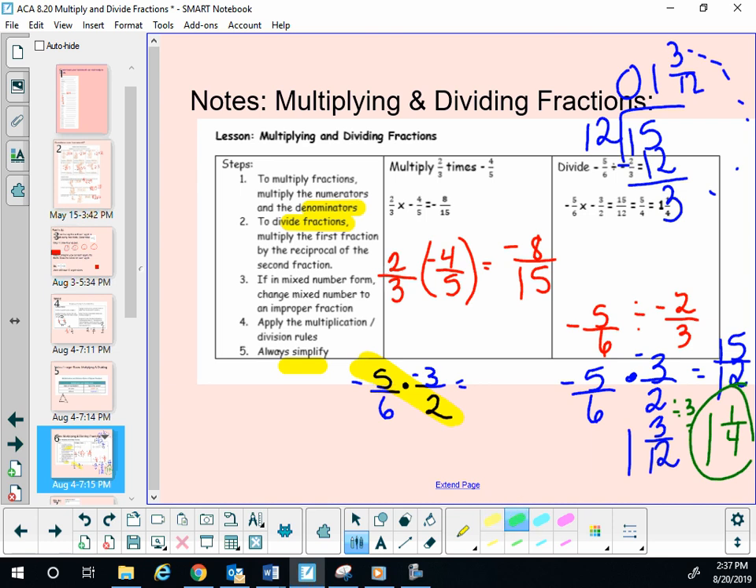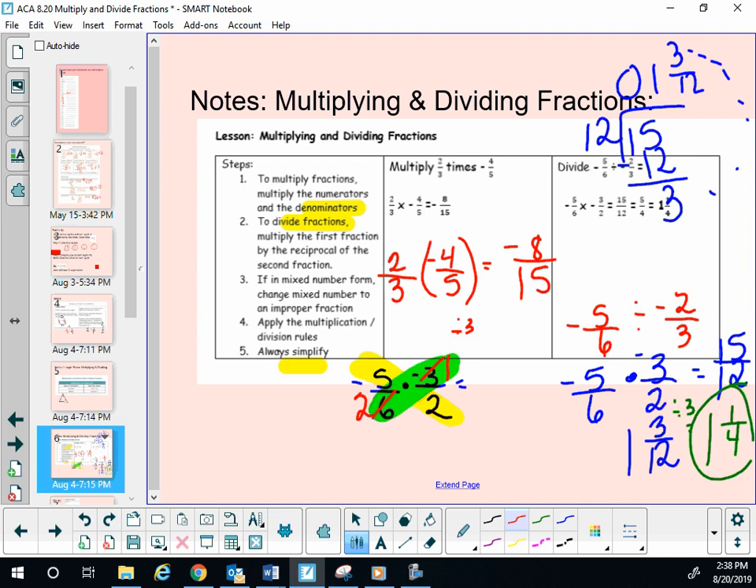So now I'm going to look at my other numbers, the 6 and the 3. Can those be simplified? What can I simplify those by? 3. I could divide those by 3. So 3 divided by 3 becomes a 1. 6 divided by 3 is 2. Now I'm ready just to multiply. We know it's a positive answer.